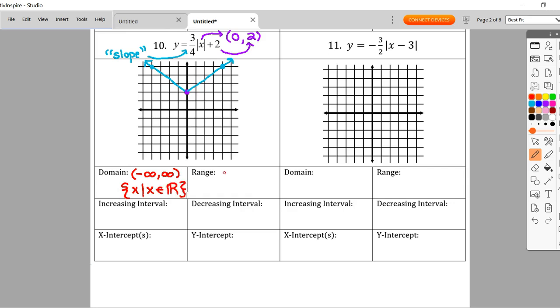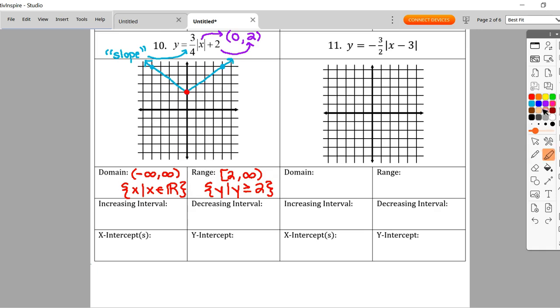Range is going to be talking about the lowest y value, which is this point here at y being 2. And then the highest thing on my graph is arrows that are going to keep going to infinity. In set builder notation, our inequality is going to be y greater than or equal to 2. Make sure you have those equal signs and square brackets since that point is included.